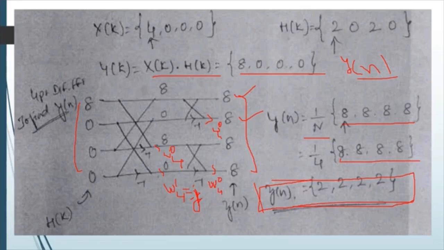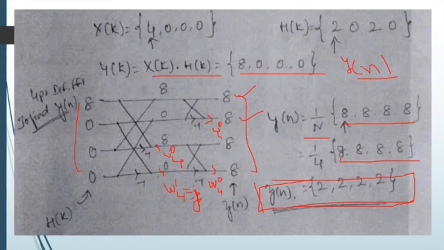So 8 plus 0 is 8. Similarly here 0 minus 0 is 0. Here 8 0. 8 minus 0 is 8. Again here the twiddle factor omega 4 power 0 is missing. Here also omega 4 power 1 is minus j. It is minus j.